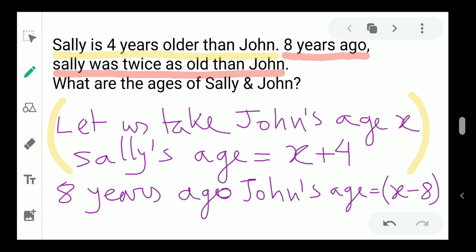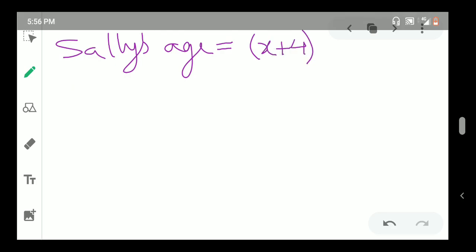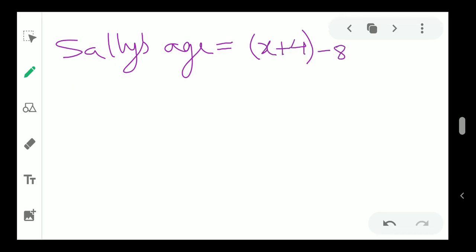Okay, Sally's age will be, what is Sally's age now? X plus 4. So what will be Sally's age 8 years before? X plus 4 minus 8. Let me simplify this. If I simplify this, it will be X minus 4. So that was Sally's age 8 years ago.